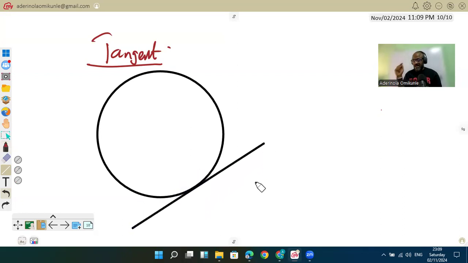A tangent is a line that touches a circle at just one point. It never enters into the circle. It will just be at the body of the circle at one point. You can also have another tangent like this, but it will never go into the circle. It will just touch the circle at just one point. So you can have as many tangents as possible. The remaining theorems we'll be talking about are theorems that have to do with a tangent to the circle. So let's get to it.